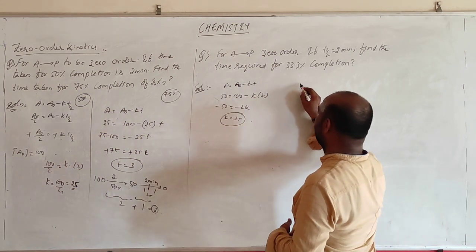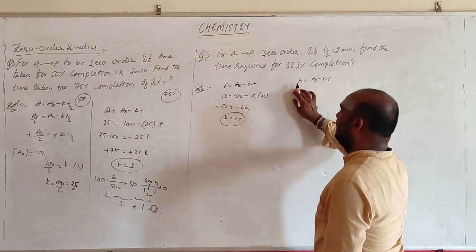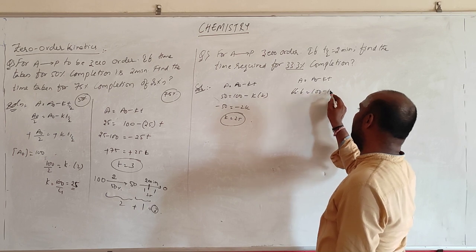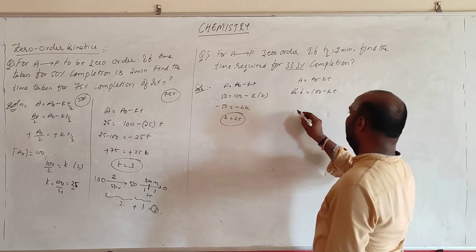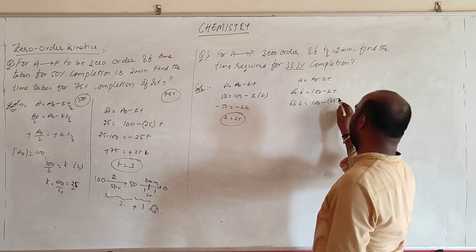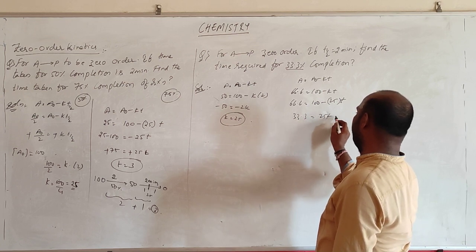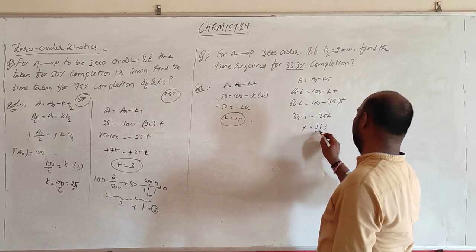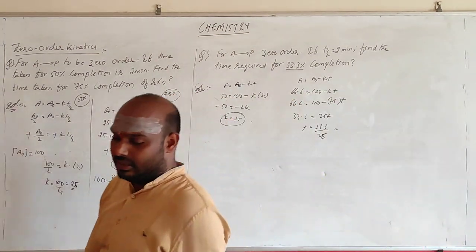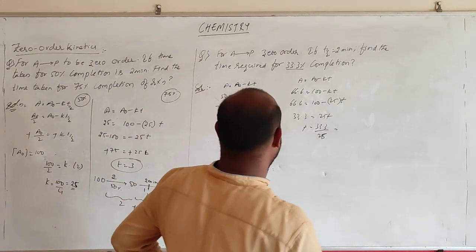So what is the remaining percent? A is equal to A naught minus K T. If 33% is completed, the remaining is 66.6, equal to 100 minus K T, where the K value is 25. So it is 33.3 equals 25 T, and T is equal to 33.3 by 25. So that we will get it will be 1.3.